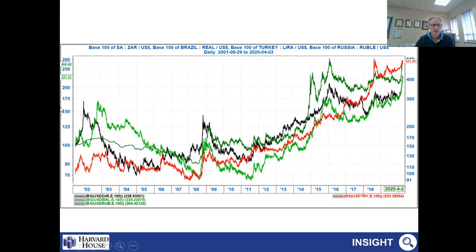And on the left-hand side, you'll see the 2001 crisis, where the Rand first hit 12 to the US dollar back here at the end of 2001. And the currencies are in black, the Rand, in light green, the Brazilian real, in dark green, the Russian ruble, and in red, the Turkish lira. But the Turkish lira is actually off the right-hand scale because of its angle.